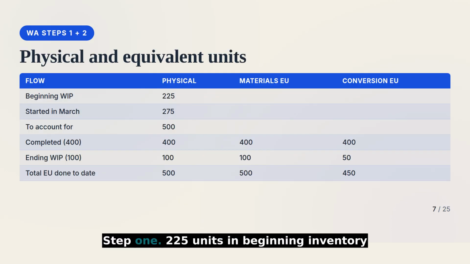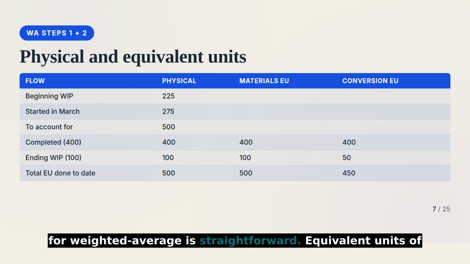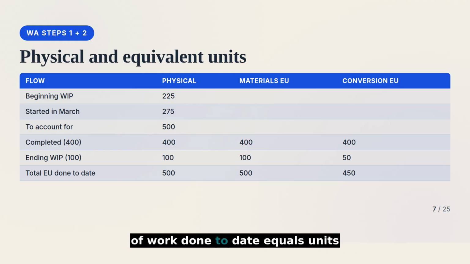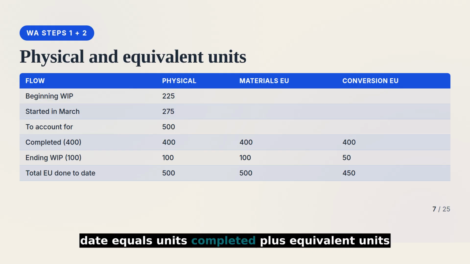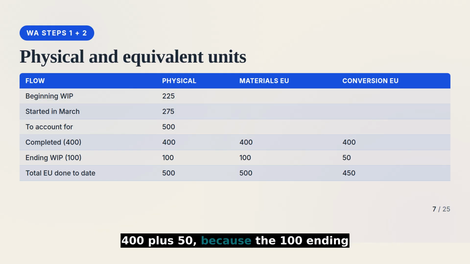Step 1. 225 units in beginning inventory plus 275 started equals 500 to account for. 400 went out the door, 100 are in ending work in process. Step 2 for weighted average is straightforward. Equivalent units of work done to date equals units completed plus equivalent units in ending inventory. Materials, 400 plus 100 equals 500. Conversion, 400 plus 50 because the 100 ending units are 50% complete on conversion, so 450.